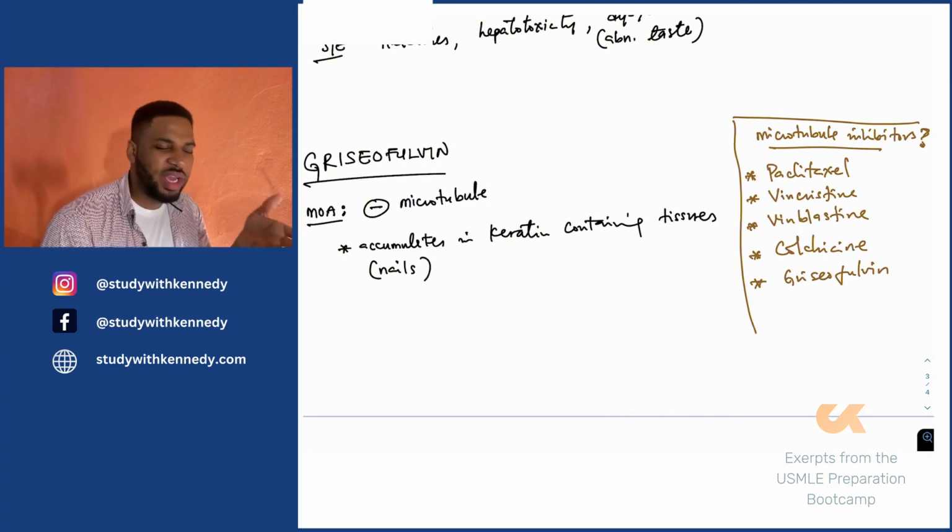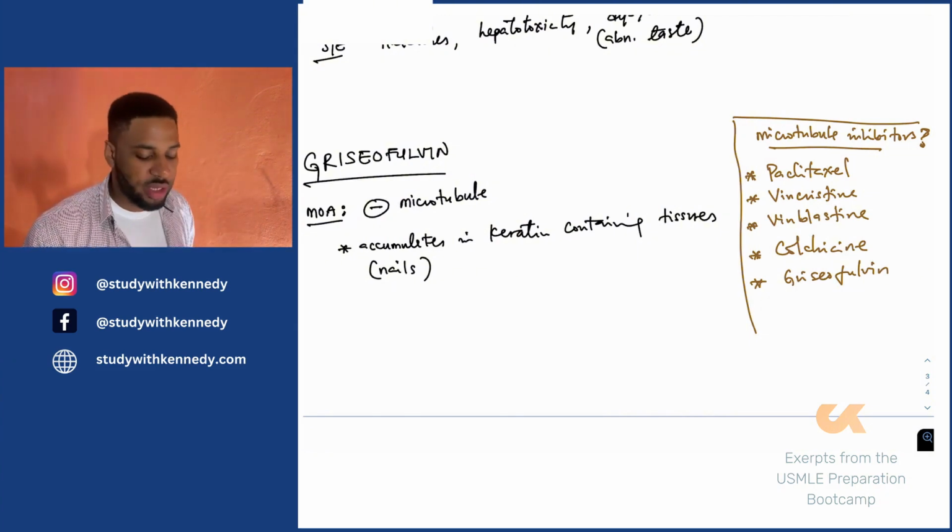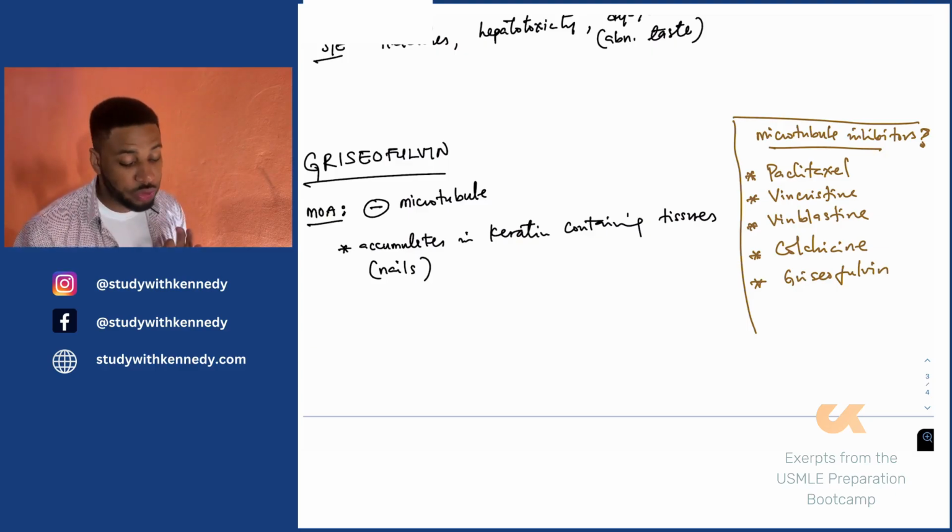You can also use it for skin infections like, what do we call it? Dermatophytes, ringworm, tinea, the different types of tinea. You can use it for all of those types of things. Skin, nails, just like terbinafine. You remember that. So griseofulvin, again, the most important part is microtubule inhibition. The mechanism of action is the most important.